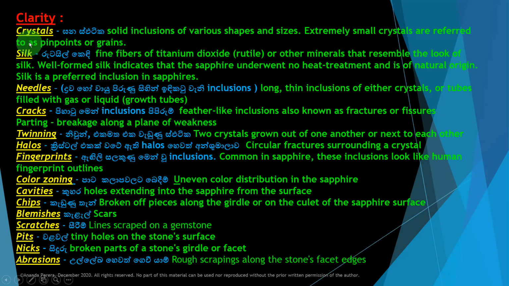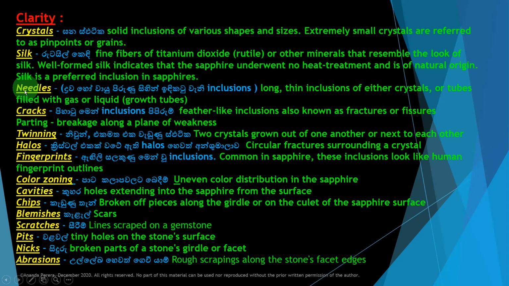What is crystal? Inside the stone, there can be small crystals, solid inclusions of various shapes and sizes. Extremely small crystals are referred to as pinpoints or grains. Those are crystals inside the gemstone. Silk: fine fibers of titanium dioxide, that is rutile, or other minerals that resemble the look of silk. Well-formed silk indicates that the sapphire underwent no heat treatment and is of natural origin. Silk is a preferred inclusion in sapphires.